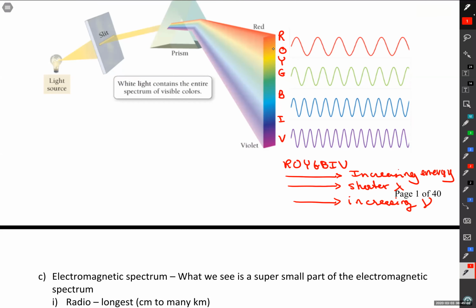Yeah, so increasing energy, shorter wavelengths, increasing frequency. All those things are true at the same time. That's why when you go out in the sun, you put sunscreen on, or you're supposed to. Why are you supposed to put sunscreen on? What's going to damage you? What do they call the light? Ultraviolet, right? Ultraviolet is just the wavelengths of light, or the frequencies of light, just beyond violet.